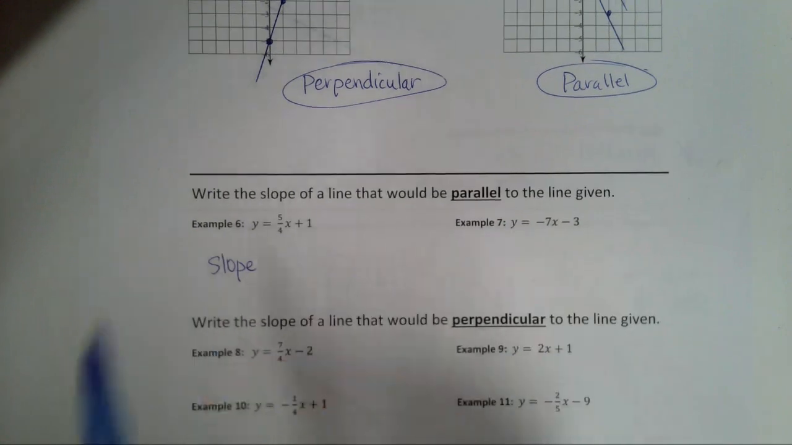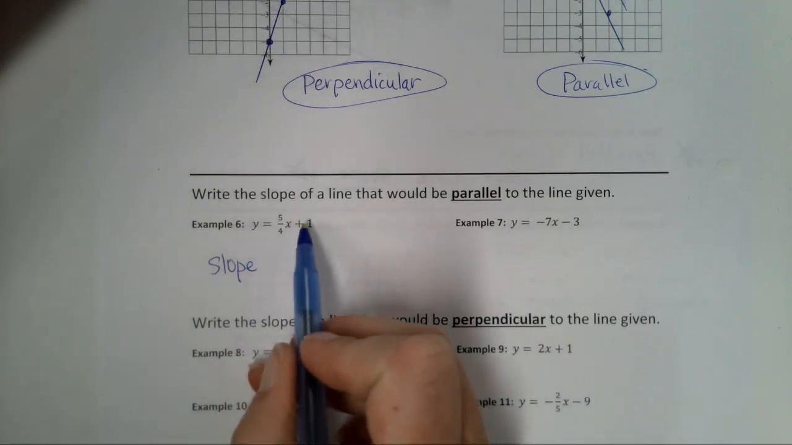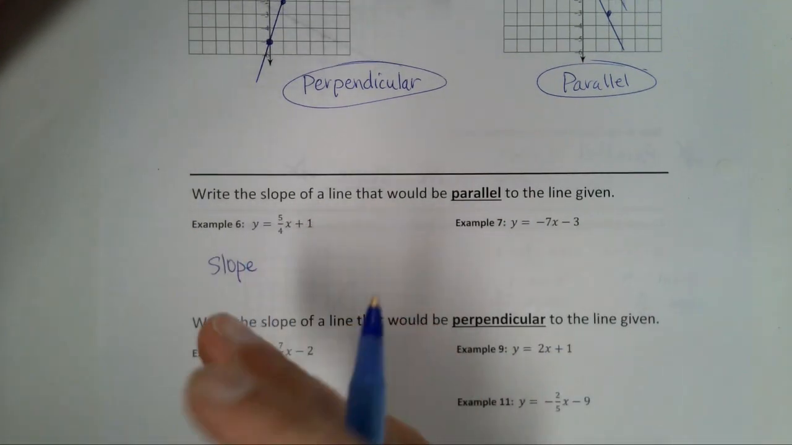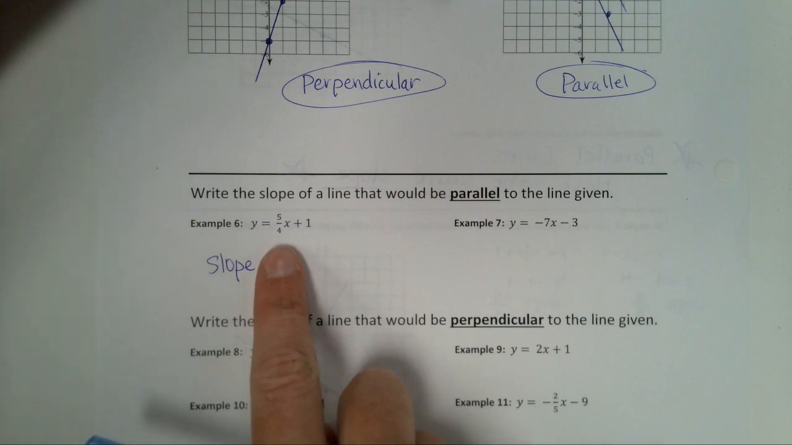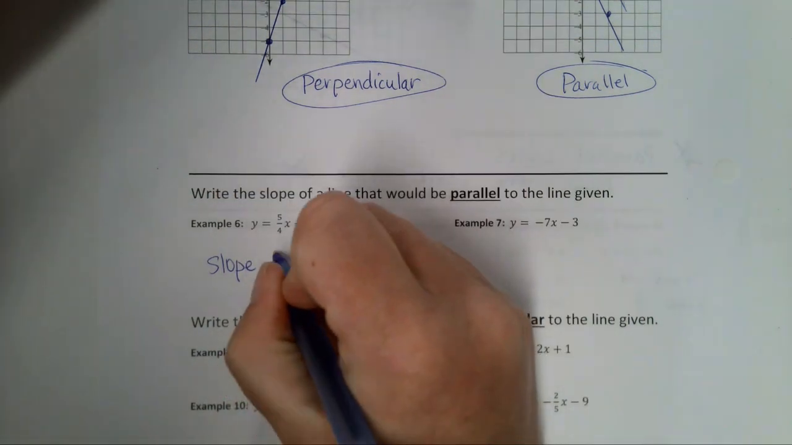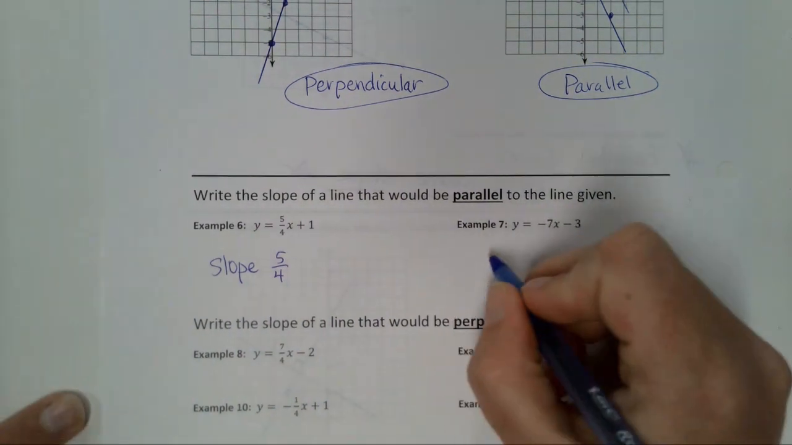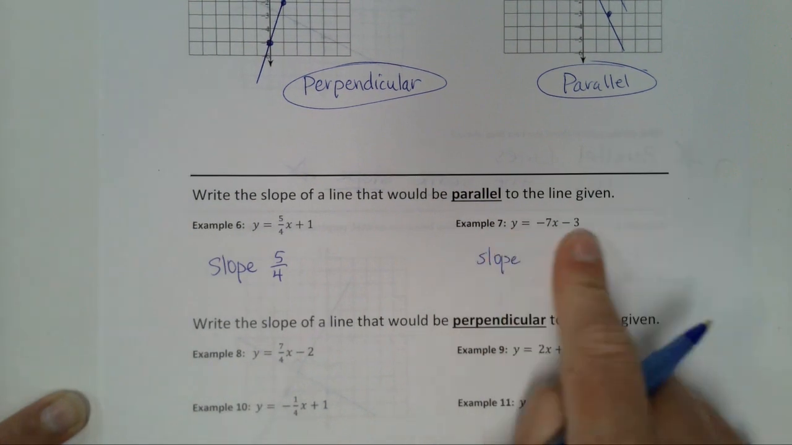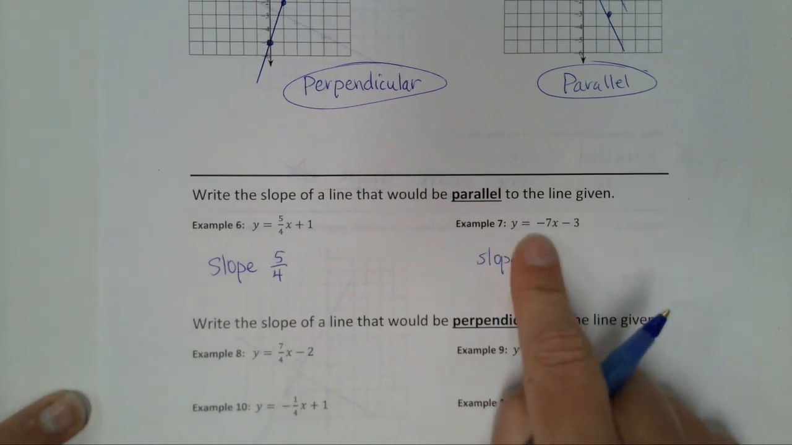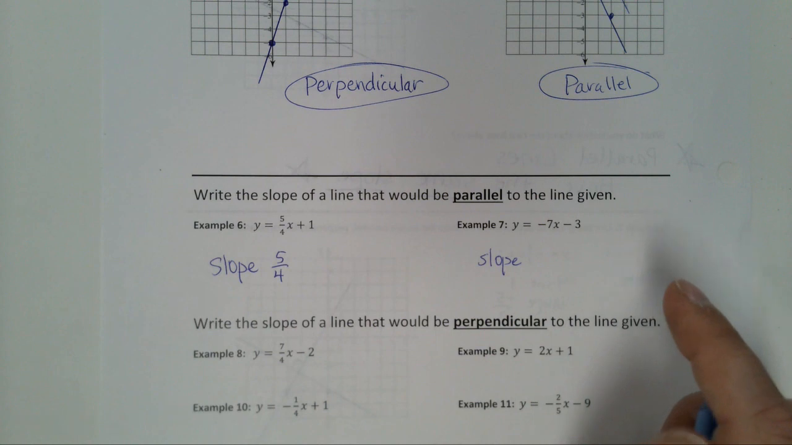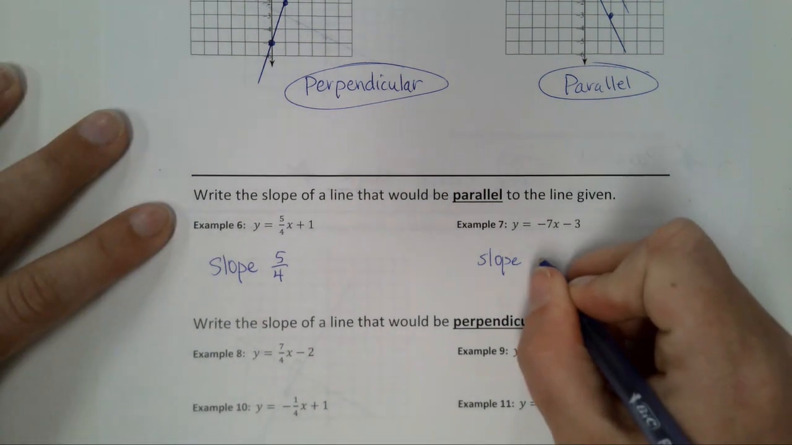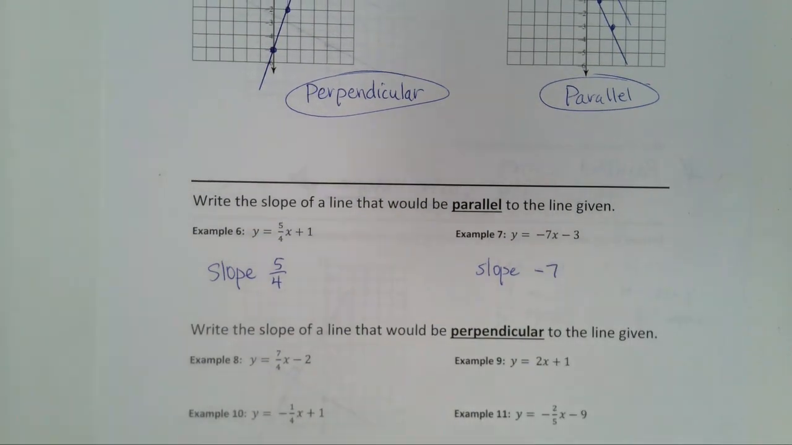All I need you guys to do is give me the exact same slope as this line right here. What's the slope this line has? 5 over 4. So a parallel line would have the same slope. That's all I'm looking for, the same slope, 5 over 4. For example 7, this line has a slope of what? Negative 7. So parallel to that would also be negative 7. Boom, that's it.